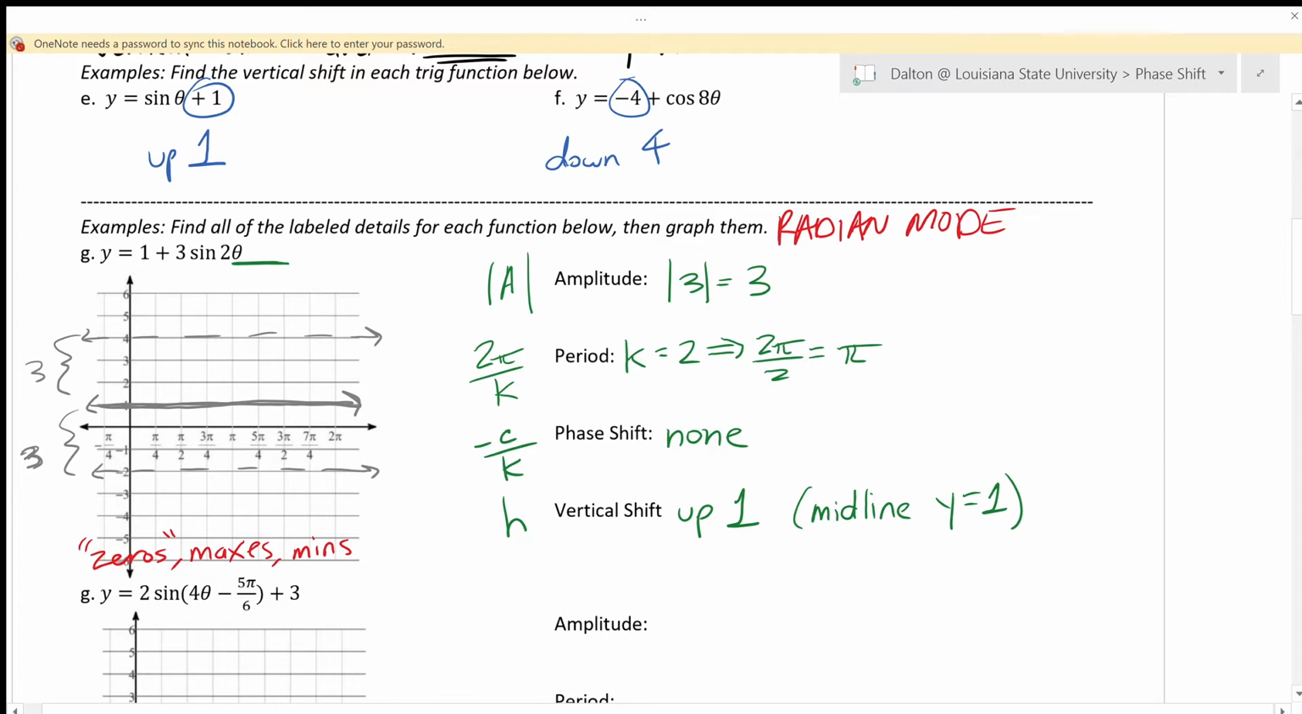Okay, so let's recap how to use the calculator. In your calculator, the first thing we want to change is our window.